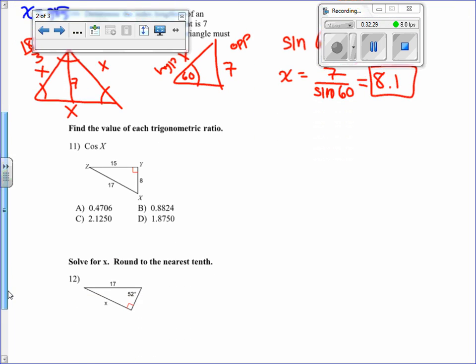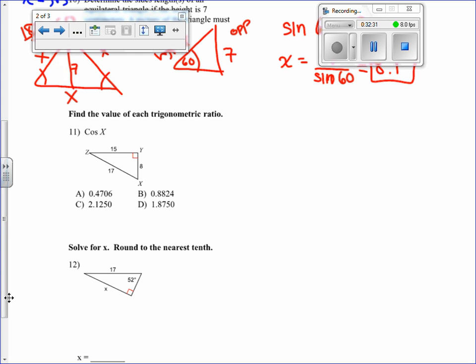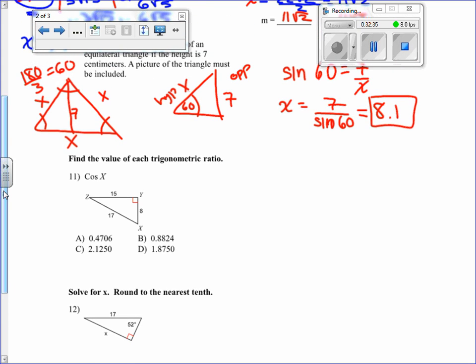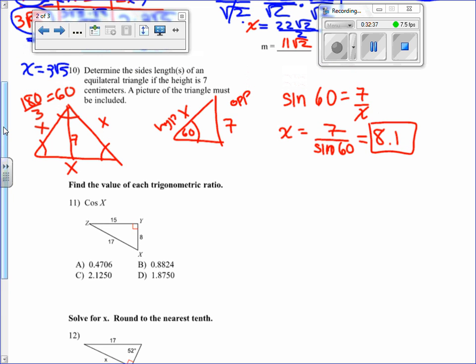Ryan? You have a question? Oh, Nico, sorry. I typed in 7 divided by the sine of 60. It's a division problem. 7 divided by the sine of 60. Are you sure? Okay, then press the double arrow key.